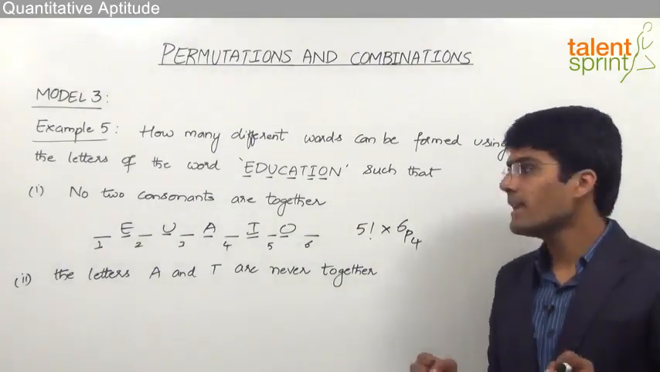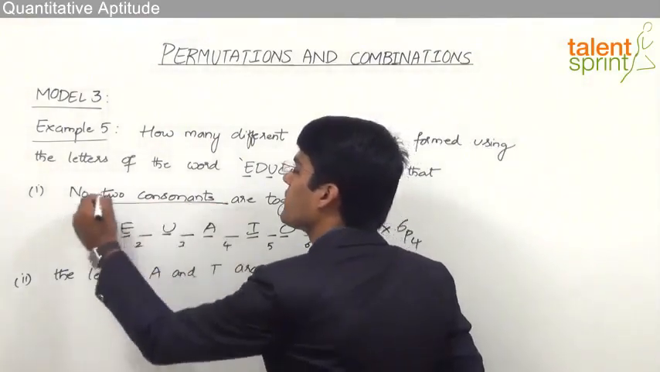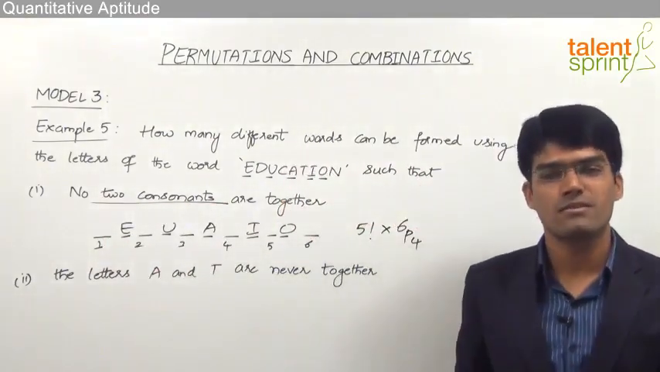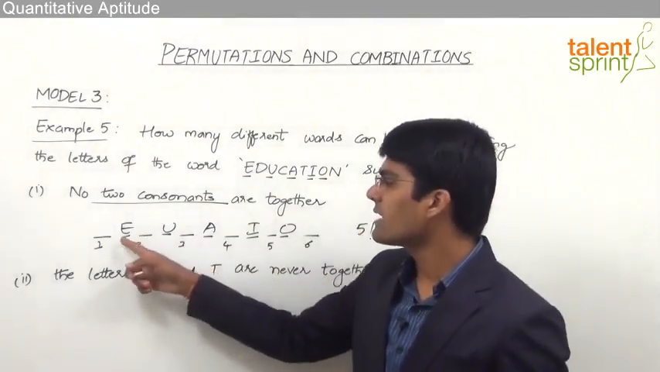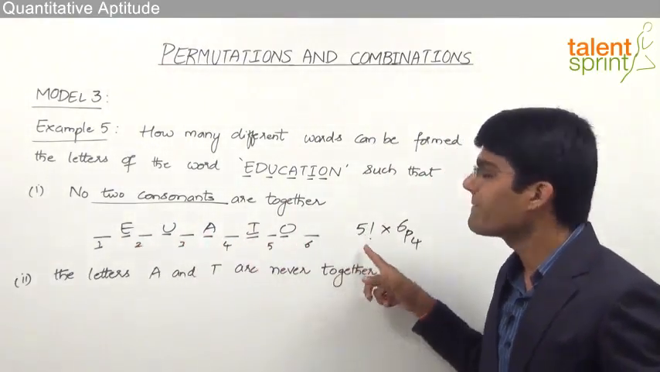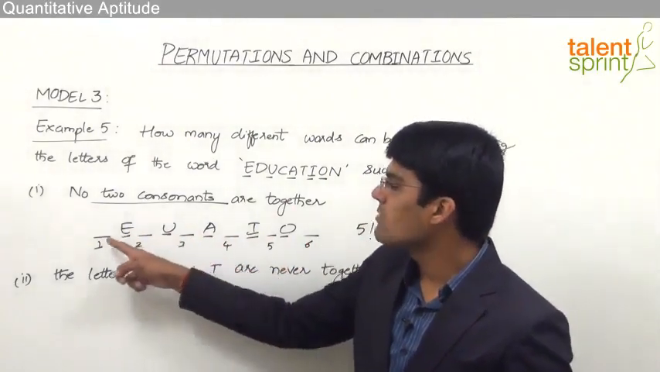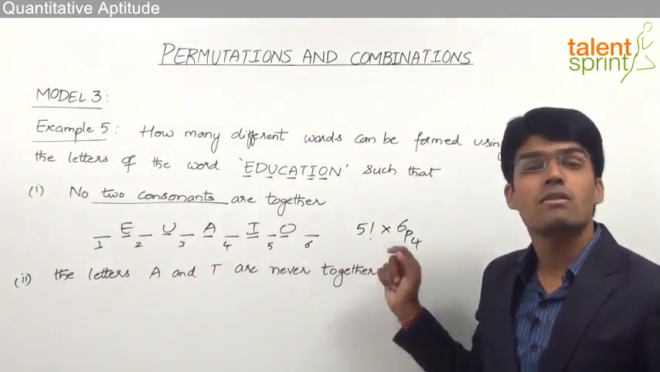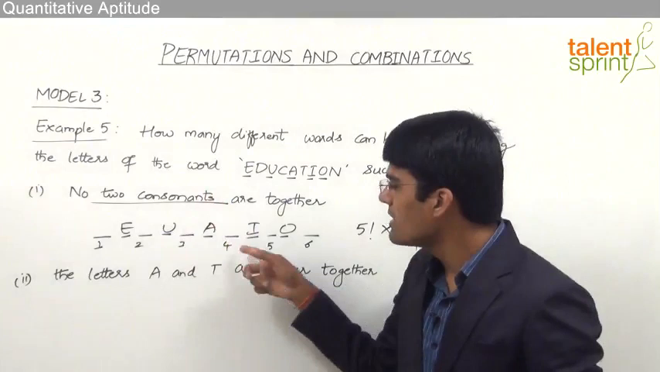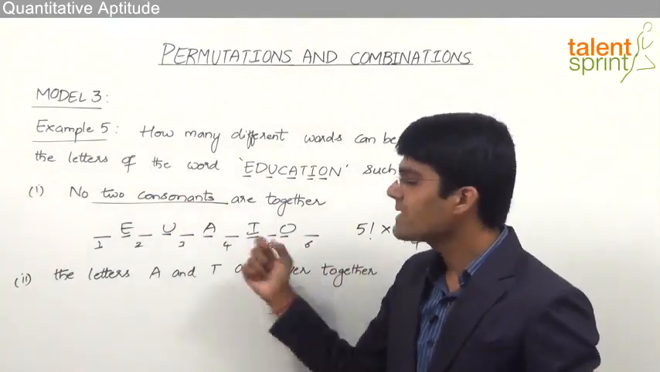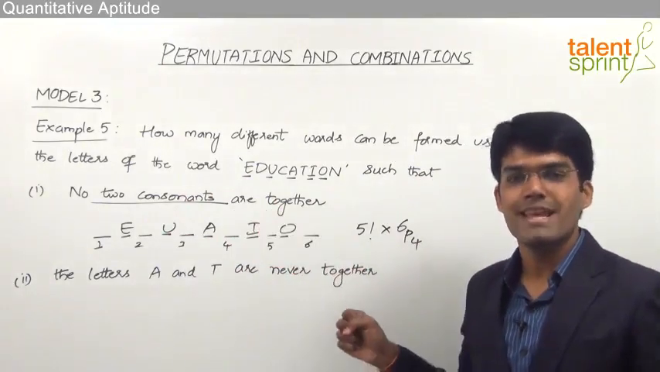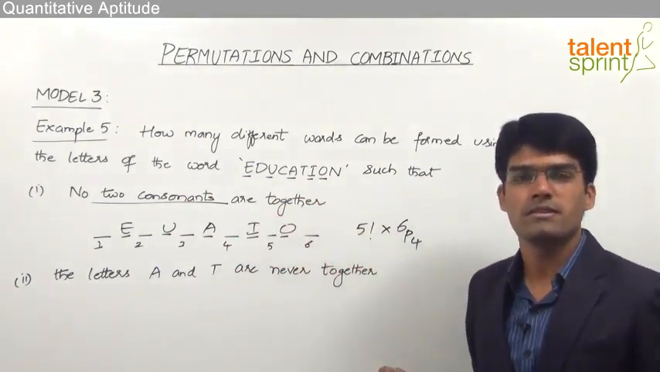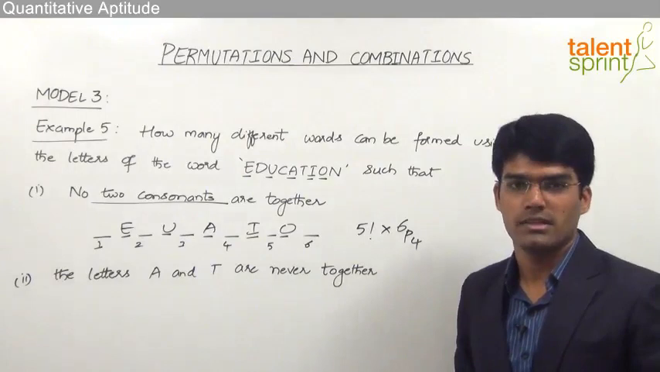Let me repeat it once again. Whenever we want the consonants not to be together, or any set of objects not to be together, we first arrange the remaining objects. So here the remaining objects are nothing but vowels, which can be arranged in 5 factorial ways. After that, we count all the possible places in which the consonants can be placed. It can be between the vowels and at the extremes. So total there are 6 positions. So in the 6 positions, we can take any 4 positions and arrange the consonants in those 4 positions, and we find that they are never together.